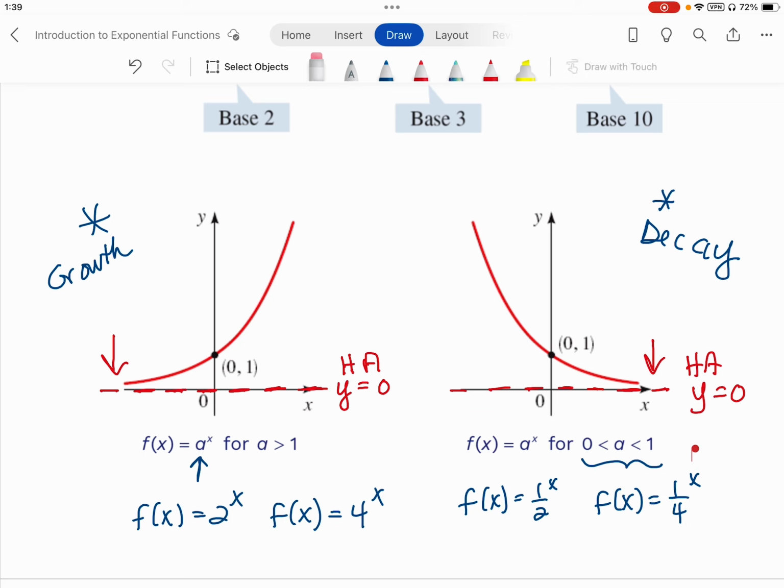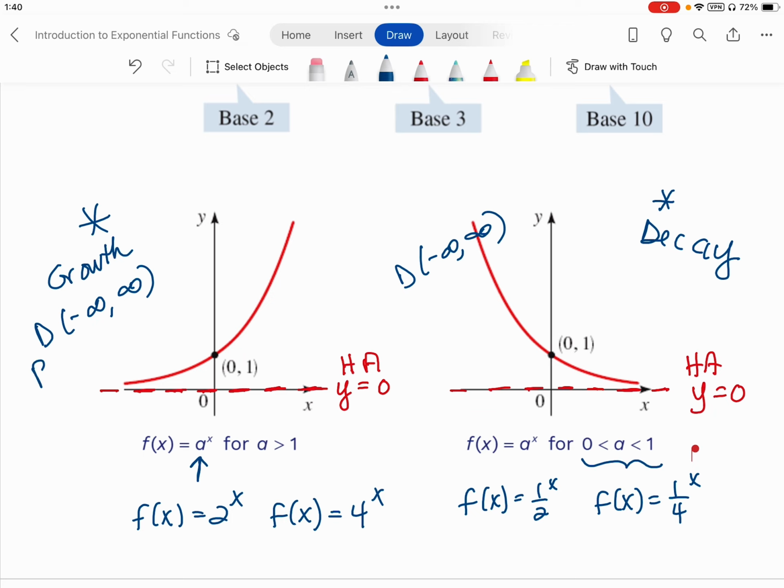That helps us determine what we would use for domain and range. For each of these graphs, my domain is going to be negative infinity to positive infinity, because both of these are using all of the x values from left to right.